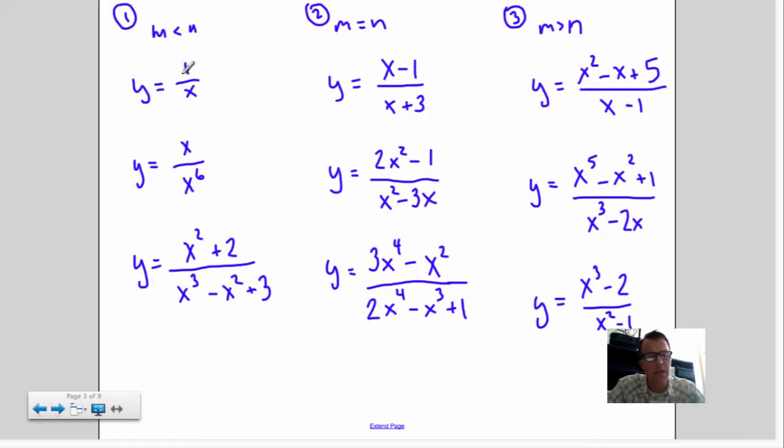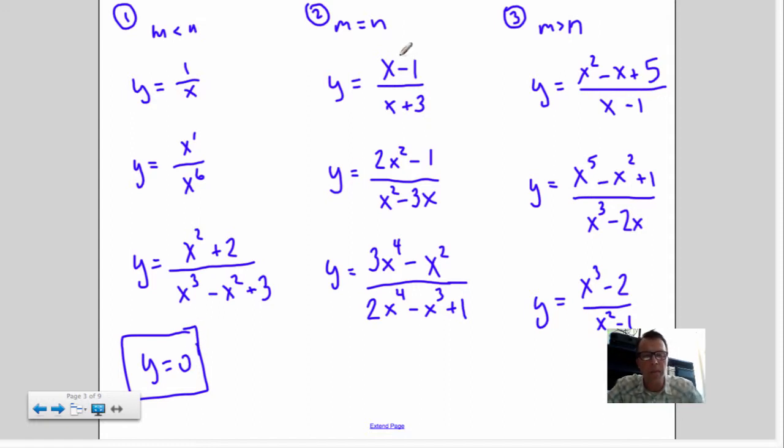The possibility is that you have a rational function where the highest power is in the denominator. So this is power 1, this power 0. Highest power in denominator, right? 6 is bigger than 1. Highest power is in the denominator. 3 is bigger than 2. So for this case, your horizontal asymptote is y equal to 0. So again, anytime the highest power is in the denominator, the horizontal asymptote is always y equal to 0.